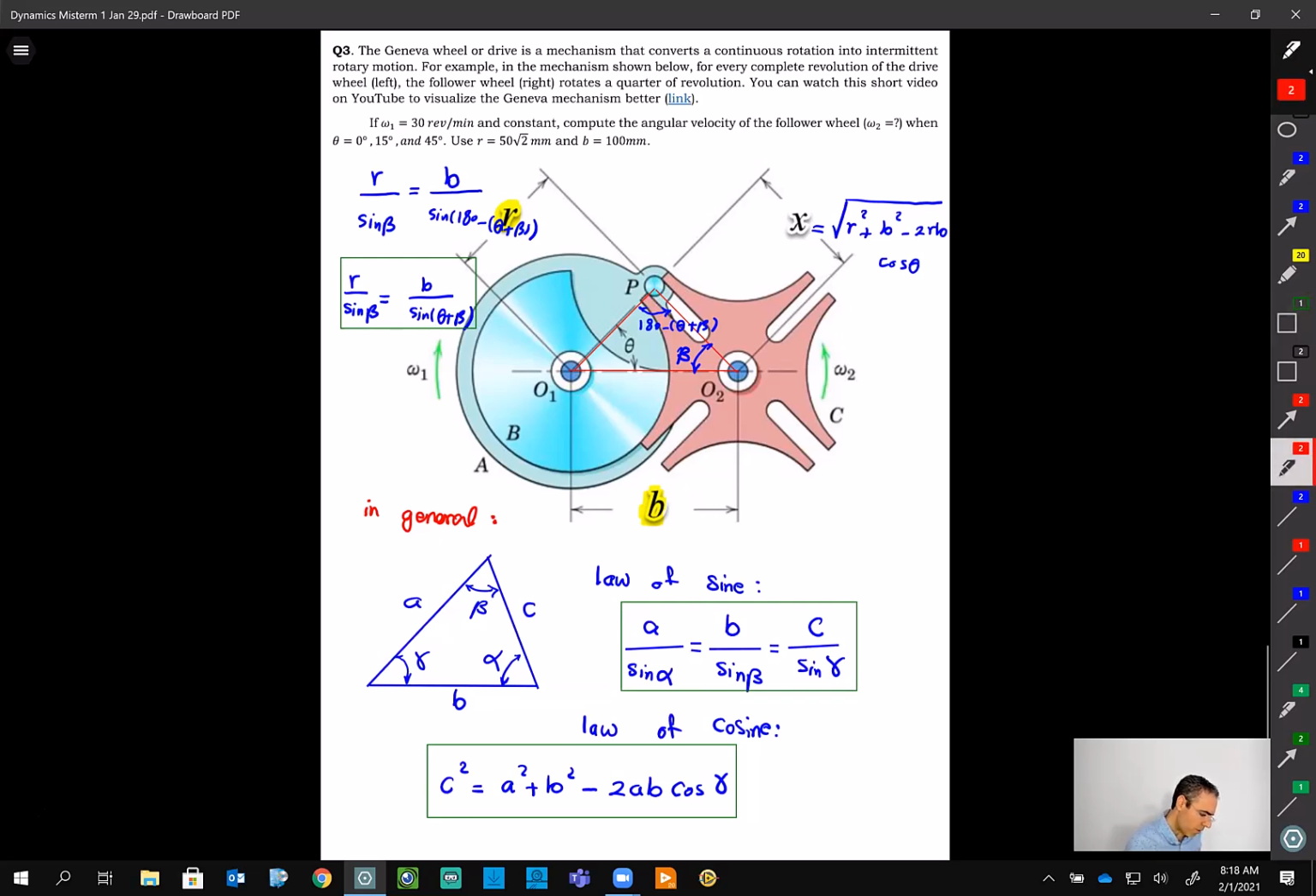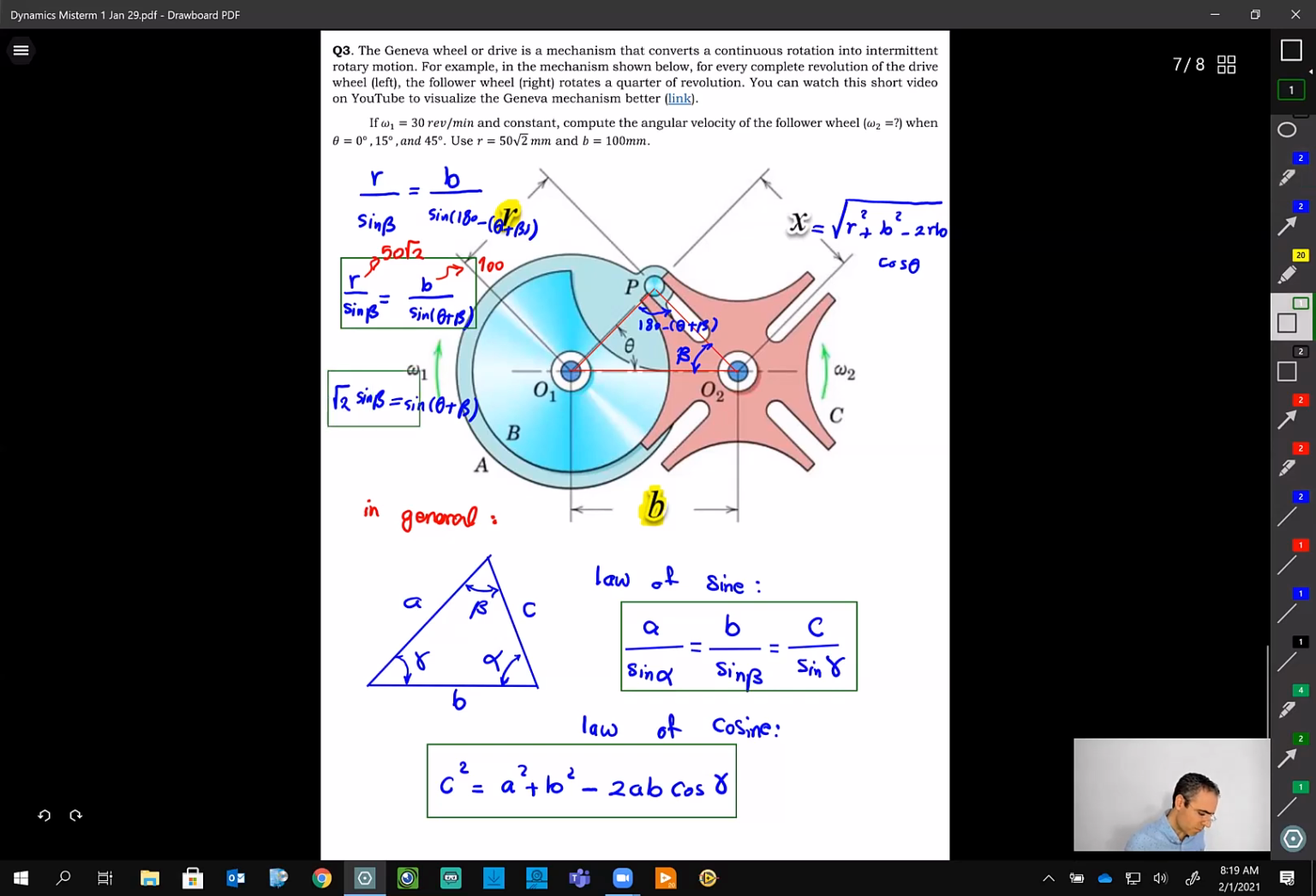If I have r as 50 square root of 2 and b as 100, right? So I can simplify these things. And what do I get? I get the square root of 2 sine beta is equal to sine theta plus beta.